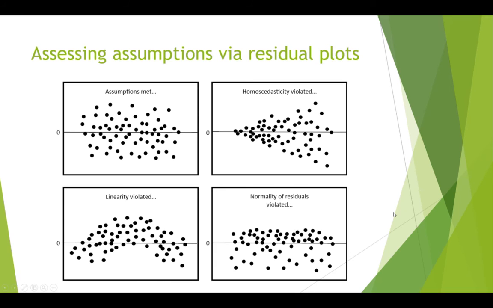Okay, so here are residual plots that you would get if particular assumptions were violated. So top left there, you can see that's assumptions all met. That's what I mean by just a box of dots. On top right, we've got homoscedasticity violated.